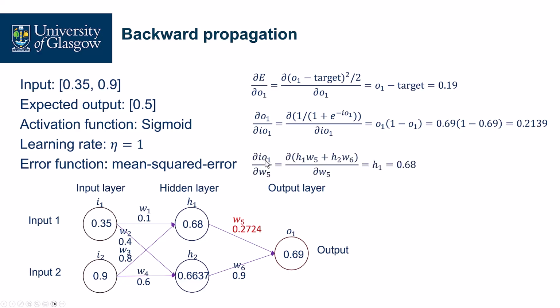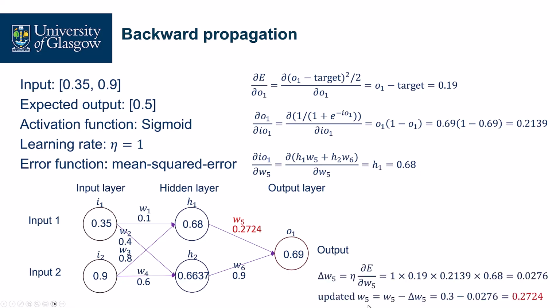Third step, the input of the output neuron with respect to the W5. This involves the weighted sum in this step to generate the input of the output neuron. So we can use the calculus knowledge, we get the result and the value. So now what we need to do is to multiply these three values. Then we also multiply the learning rate. So here, to make it simple, I set it to be 1. Then we get the delta 5.